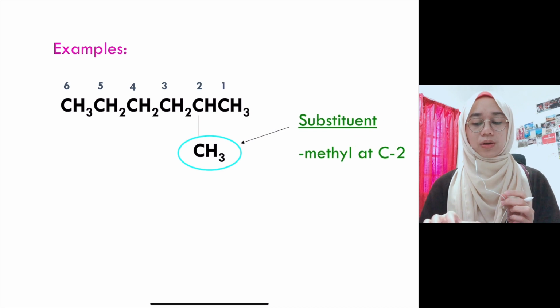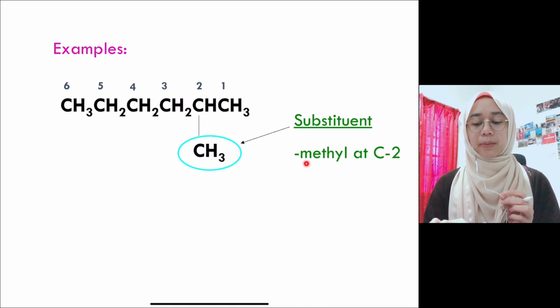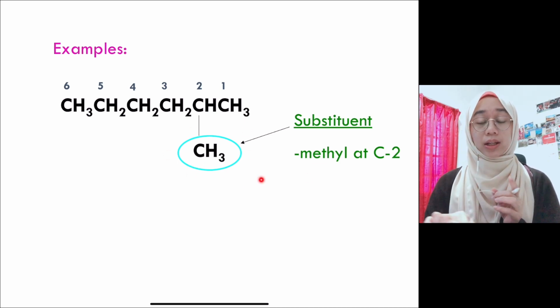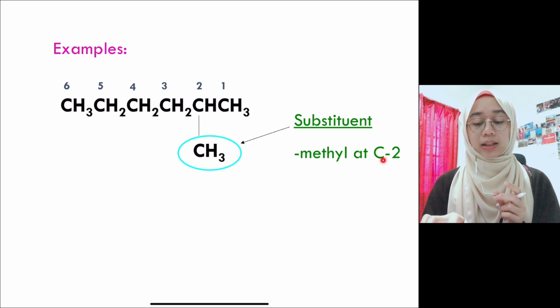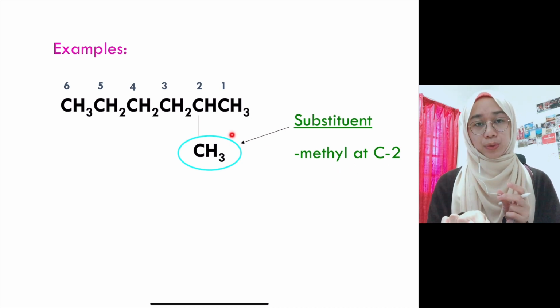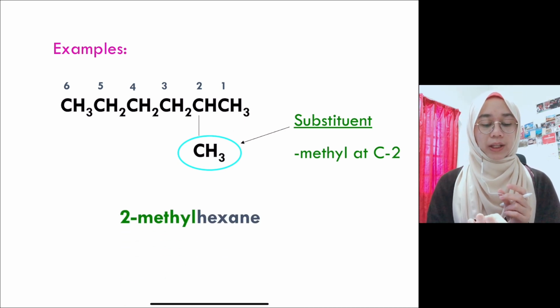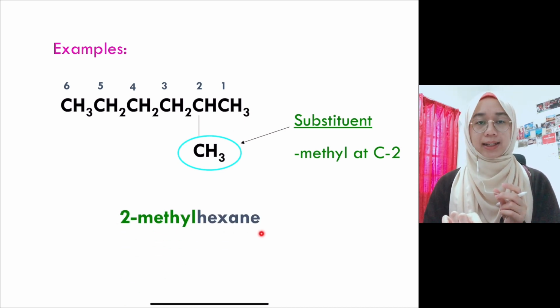Okay, so this one is what we call methyl. If you realize, kenapa dia mass consists of one carbon kan, there's only one carbon here. So that is why it is called methyl, and it is positioned at carbon number 2. Therefore, nama dia akan jadi 2-methyl. So kita letak kat depan, 2-methyl hexane, sebab hexane ni tadi nama parent dia.